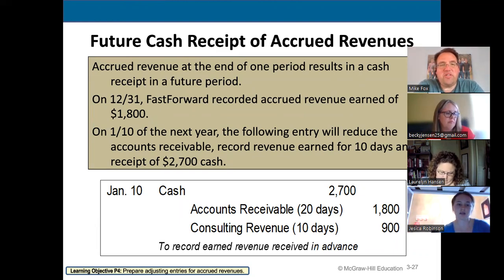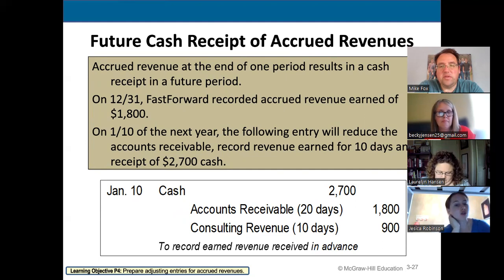The hardest thing about these is usually having to read them so carefully to figure out, are they giving me the number I'm supposed to use, or am I supposed to calculate the number I'm supposed to use for the amount of the adjustment? That's the part that always gets me confused anyway.